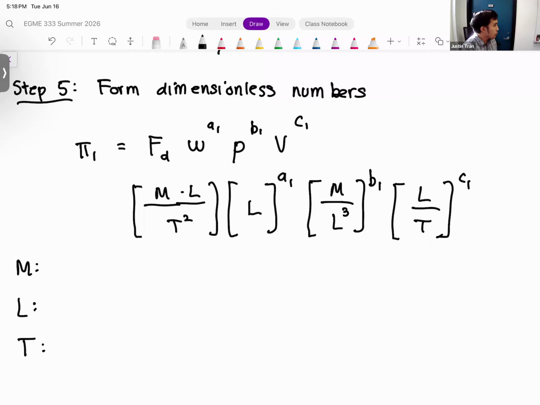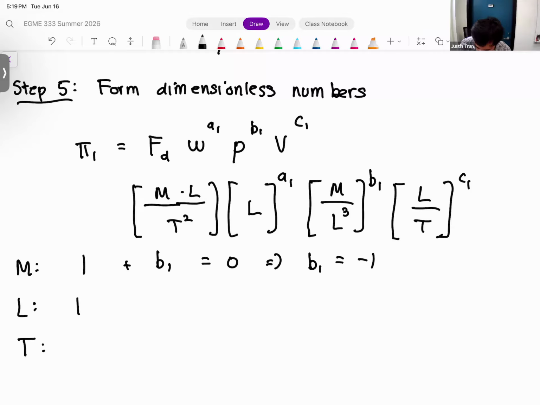Okay, so let's go ahead and form our three equations, right? One for the mass, one for the length, one for the time. This is actually going to play out very similarly. The only thing that's different is that our first term here has different dimensions. For the mass, you have a contribution of 1 coming from the drag force, and then a contribution of B1 coming from the density, because that density has mass in its numerator. So if 1 plus B1 is equal to 0, we can solve this straight up. So B1 is going to equal -1.